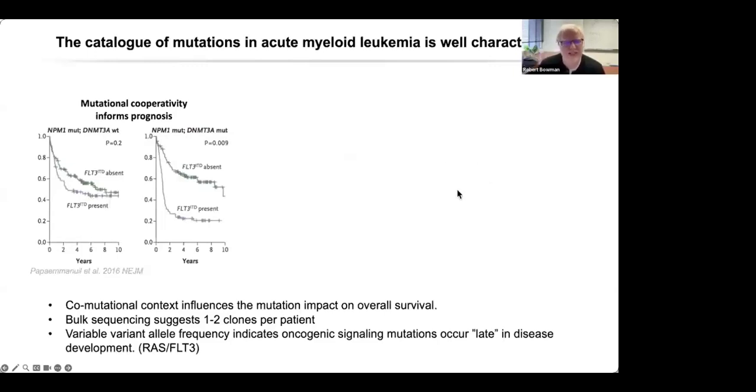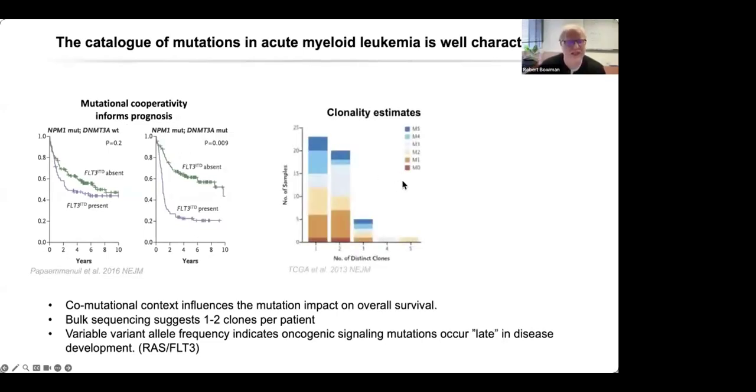So we have a good idea of which mutations occur in AML, acute myeloid leukemia, and we have an idea that the combinations really matter. If you have an NPM1 mutation, a DNMT3A mutation, and a FLT3 mutation, this leads to really poor prognosis for patients. And if you don't have that FLT3 mutation, you have a better prognosis. So we know that combinations of mutations can inform prognosis. And bulk sequencing studies have given us an idea of how many different clones are in a patient. If we have 2 to 3 different mutations or 4 or 5 mutations, how many distinct clones do we have? And the answer seems to be maybe 2 to 3 big clones and maybe a lot of smaller ones.